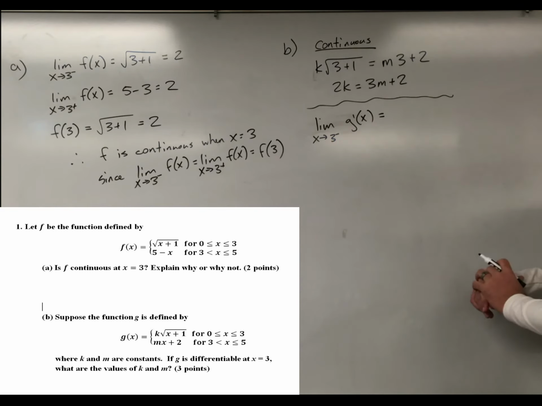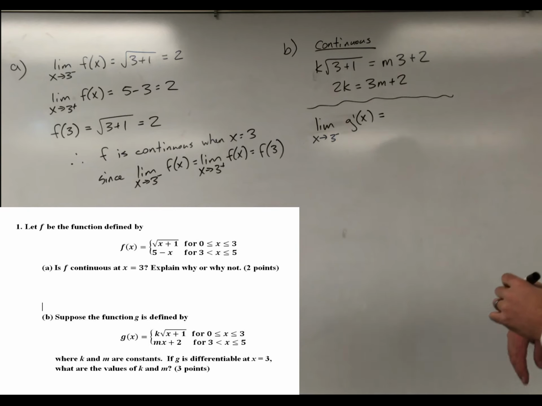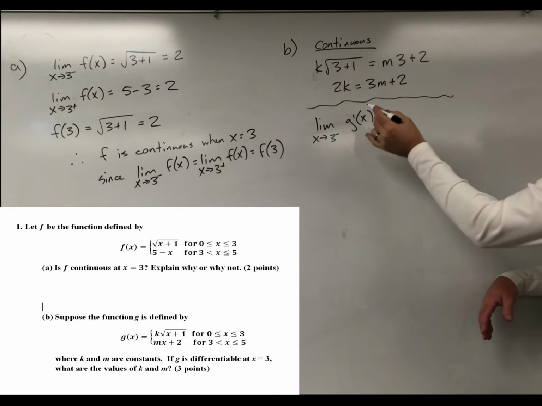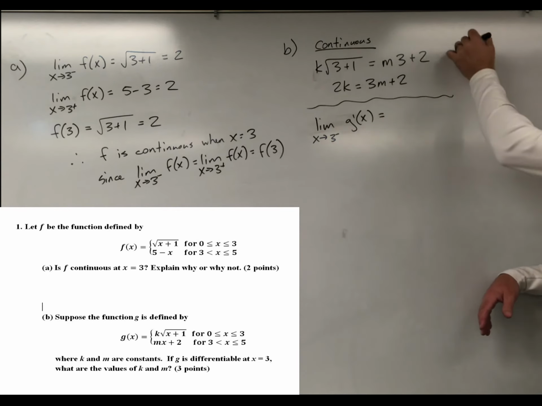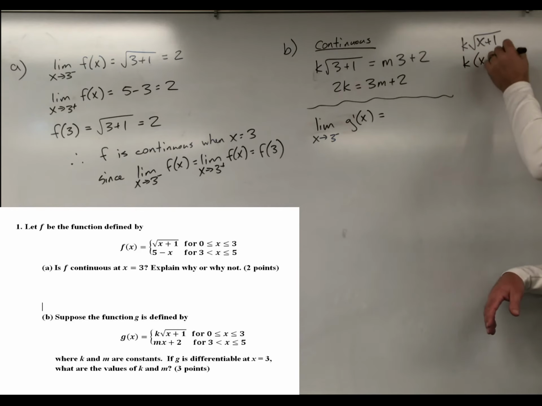Function right now. K rad 4. Wait a minute, we've got to find the derivative. Well, it's k times x plus 1 to the 1/2. So let me rewrite k rad x plus 1. We're going to rewrite that as what? K times x plus 1 to the 1/2.